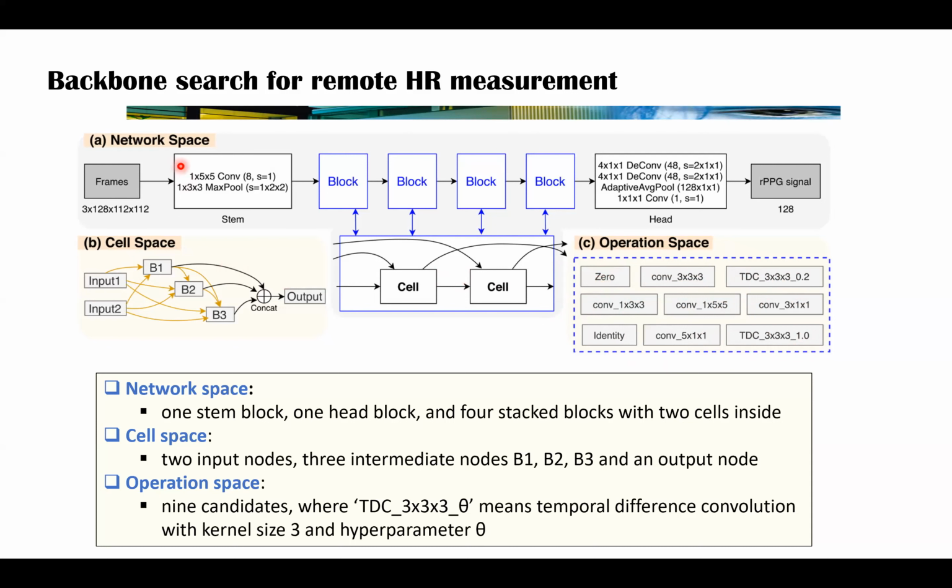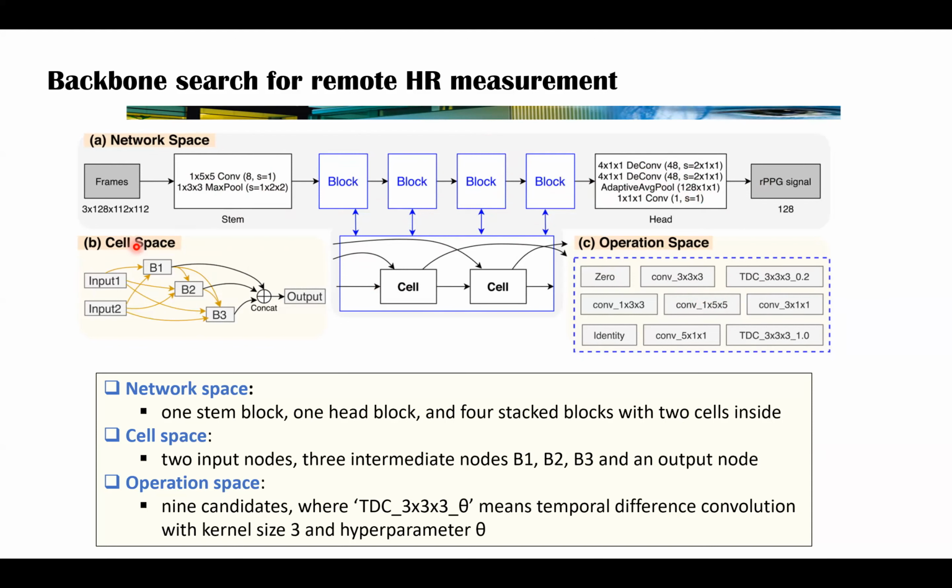And for the network space, we follow a similar network design as PhysNet. So we use spatial convolution to aggregate the face features first, and after that we use 4 blocks. Each block has 2 cells, and all these blocks may contain 2D convolution, 3D convolution or temporal difference convolution, right? And after that, we use some shallow heads to recover the rPPG signal. For example, you can use some deconvolution or some simple linear upsampling strategy.